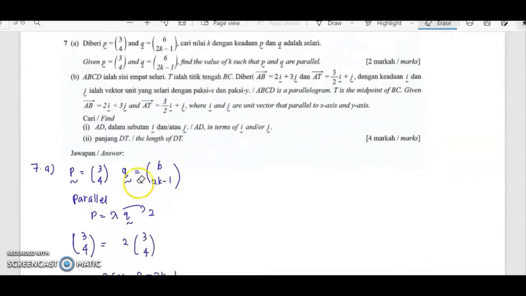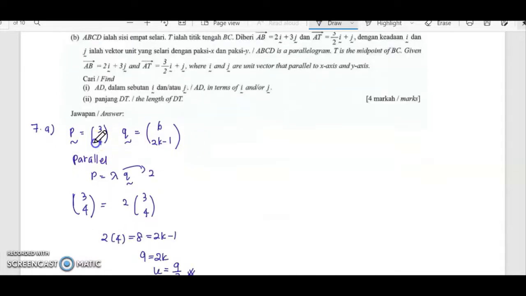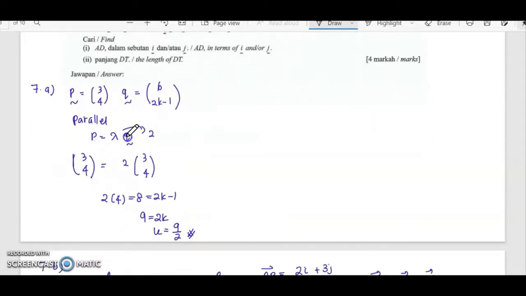Okay, so we go to question number 7. Given that P is the vector (3, 4) and Q is the vector (6, 2K minus 1), find the value of K such that P and Q are parallel. So, since if they are parallel, there will be a scalar multiplication showing that P is a scalar multiple of Q, or Q is a scalar multiple of vector P.